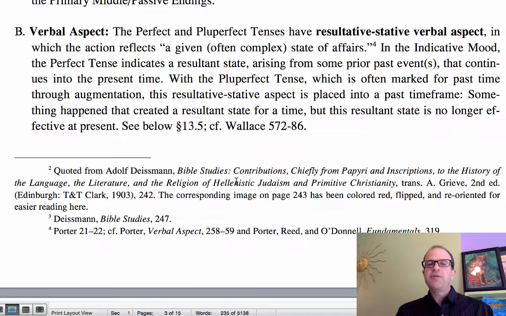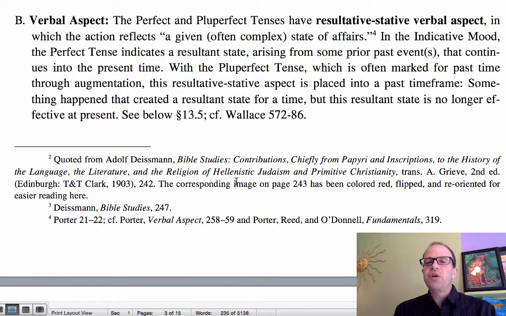Now the verbal aspect of the perfect and pluperfect tenses is resultative stative. And what this means is that these tenses describe an often complex state of affairs. Now in the indicative mood, this also will entail that something has happened that has brought this complex state of affairs to be. So the pluperfect tense will take this and put it into an even more remote past time. And the pluperfect tense will often have an augment, an epsilon, in addition to the reduplication to help mark this past time orientation in the indicative mood.